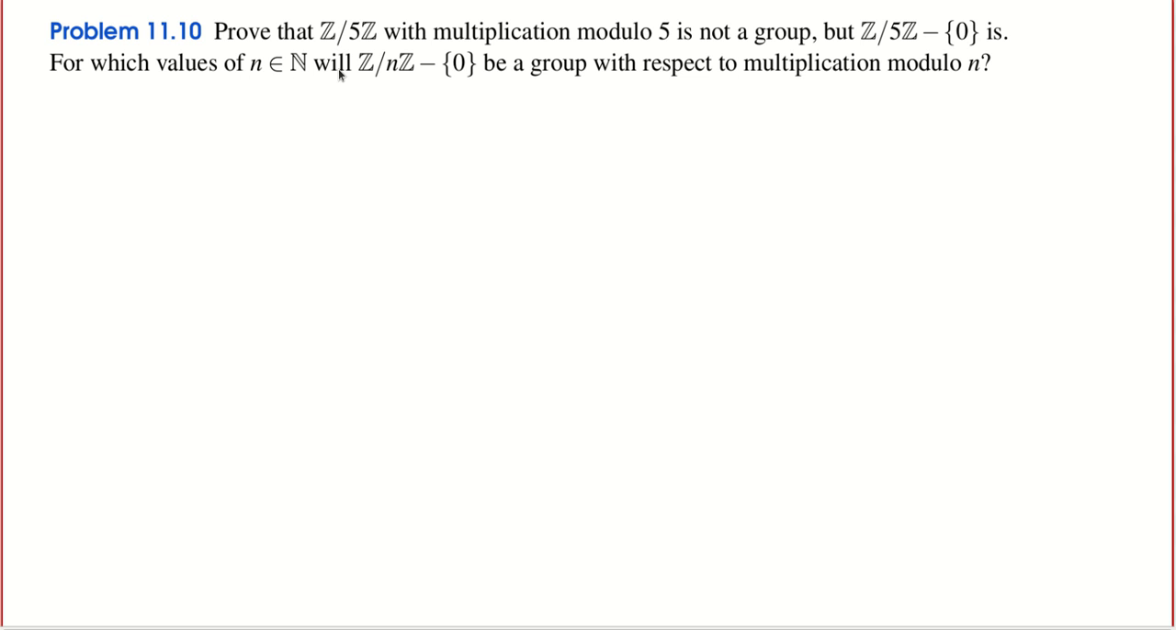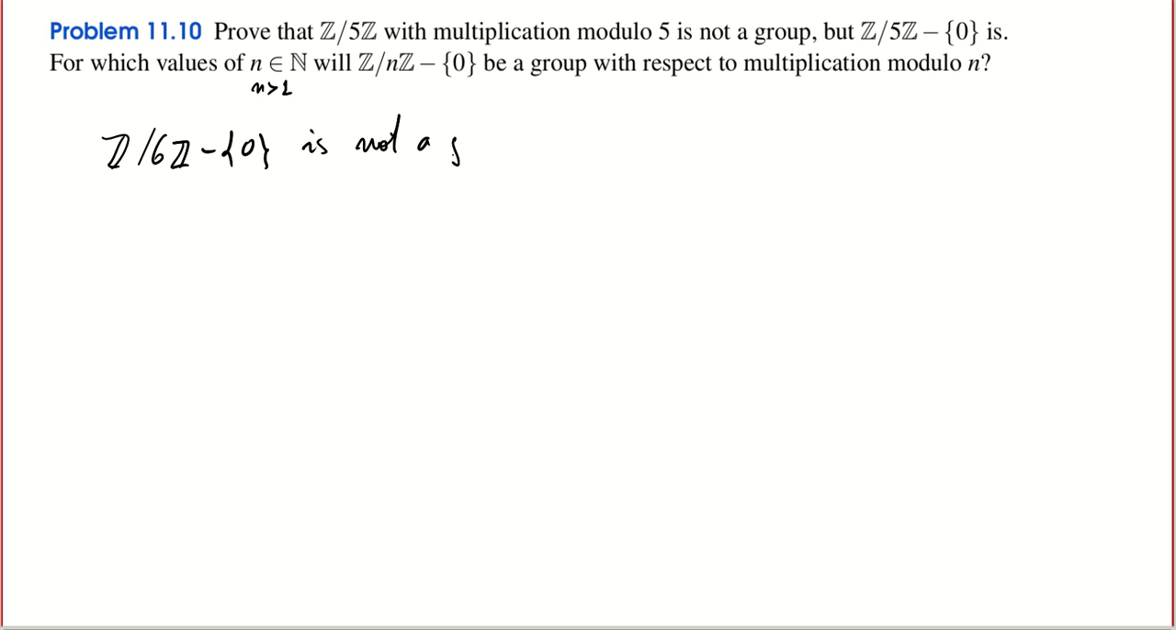The first issue of this problem is to prove that the integers modulo 5 with a multiplication modulo 5 is not a group. However, if we subtract 0, it becomes a group, right, with respect to multiplication. And the second question related to this problem is, if you have this general set, the integers modulo n, with an arbitrary natural number, well, of course, it should be larger than 1, right? And you suppress 0, for which values of n is this a group? Because in the previous exercise, we've seen that this set, even if we suppress 0, is not a group.